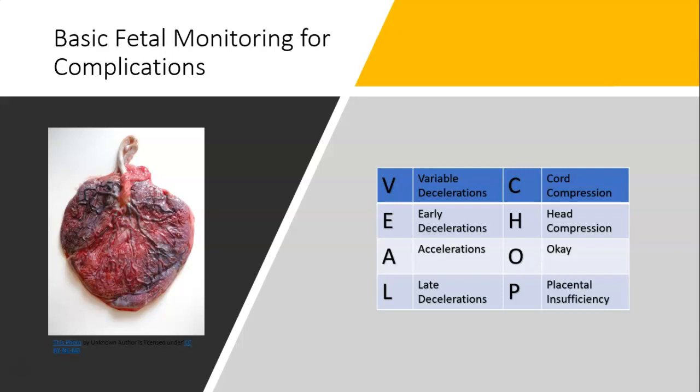The acronym VEAL CHOP, when aligned side by side, shows you what the changes in baby's heart rate during the monitoring mean. V is for variable, which indicates cord compression. E is for early decelerations, which means head compression. A is for accelerations, which just tells you that you usually have a healthy baby. And L is for late decelerations, and this means that the placenta and subsequently the baby is not getting enough oxygen, so placental insufficiency.